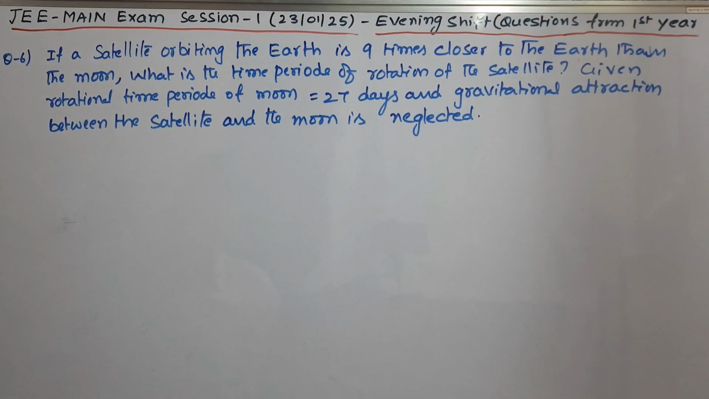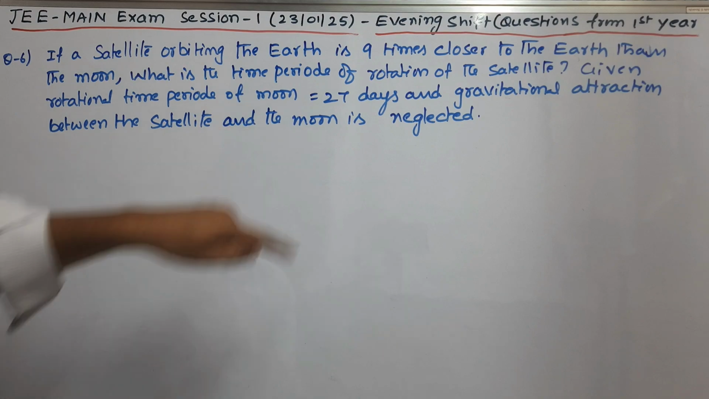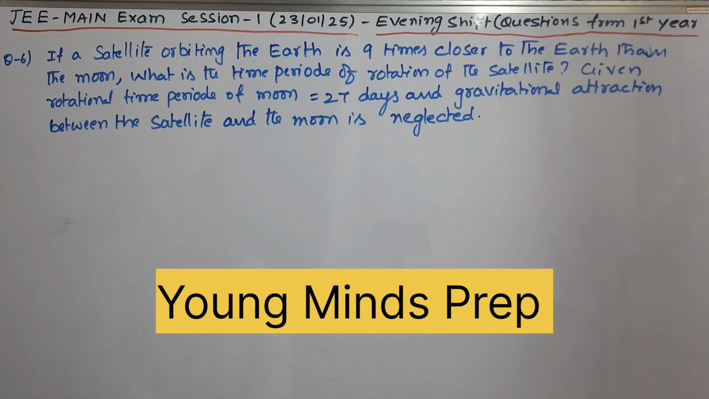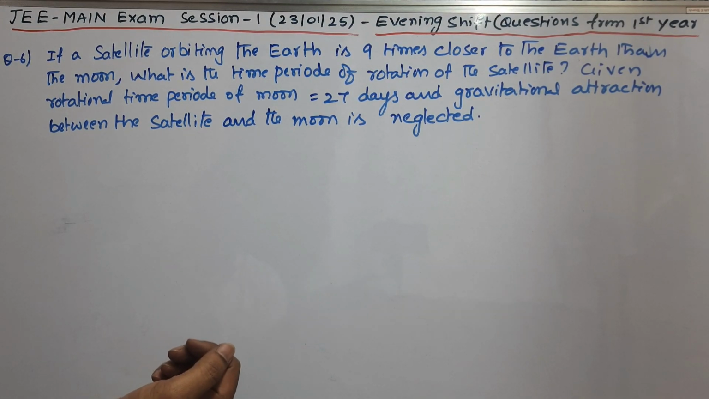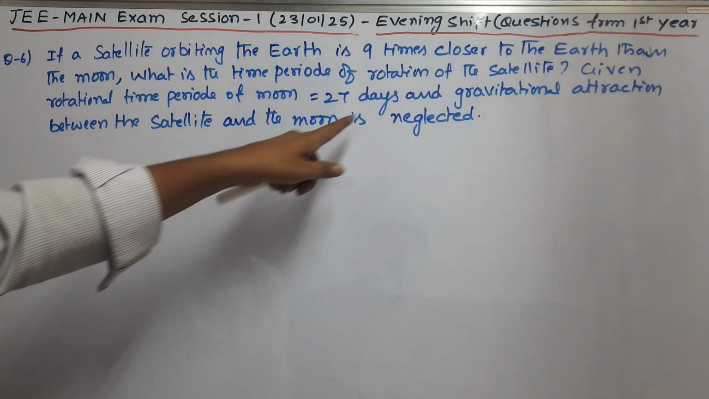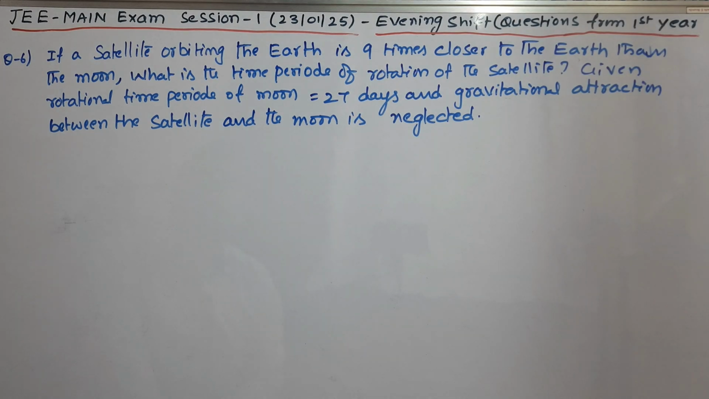The sixth question: a satellite orbiting the earth is 9 times closer to the earth than the moon. What is the time period of rotation of the satellite? Given the rotational time period of the moon is 27 days, and the attraction between the satellite and the moon is neglected.